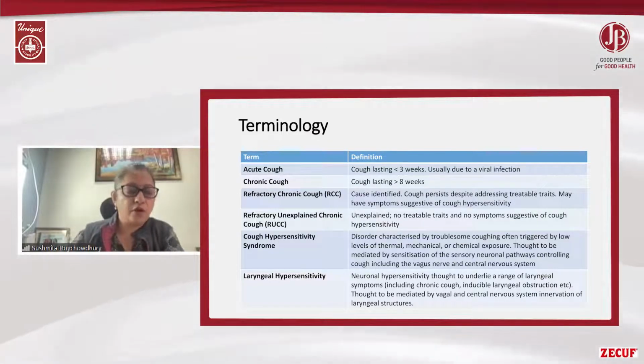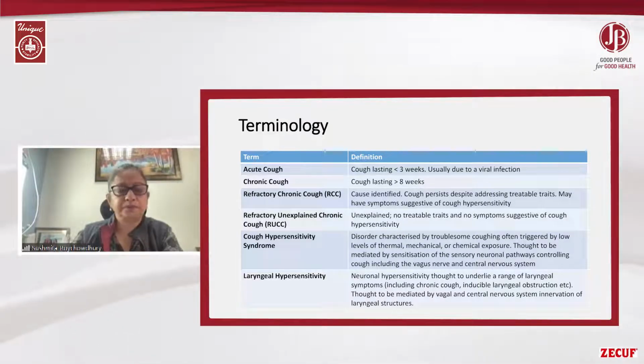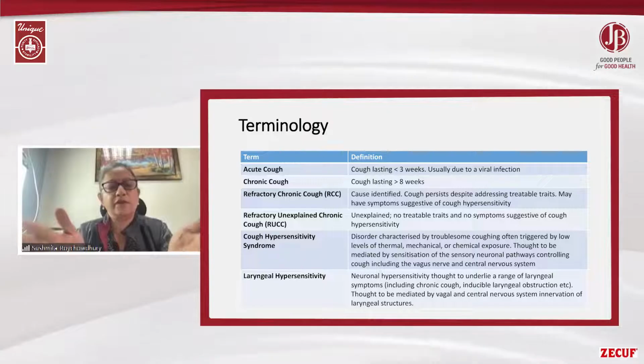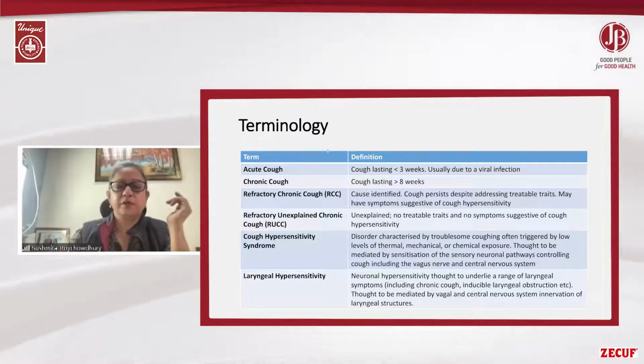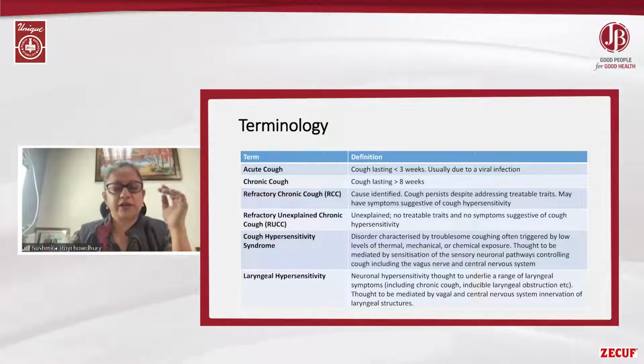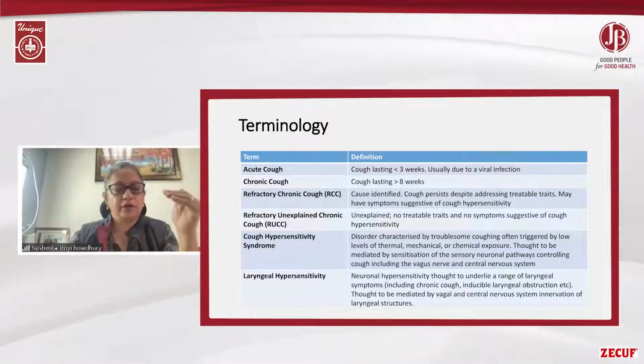When do we call a cough chronic? Obviously, if it is more than 8 weeks duration. So acute cough is less than 3 weeks and chronic cough is more than 8 weeks. What about the duration in between? It's the gray zone. You can call it subacute, but we don't call it acute or chronic.